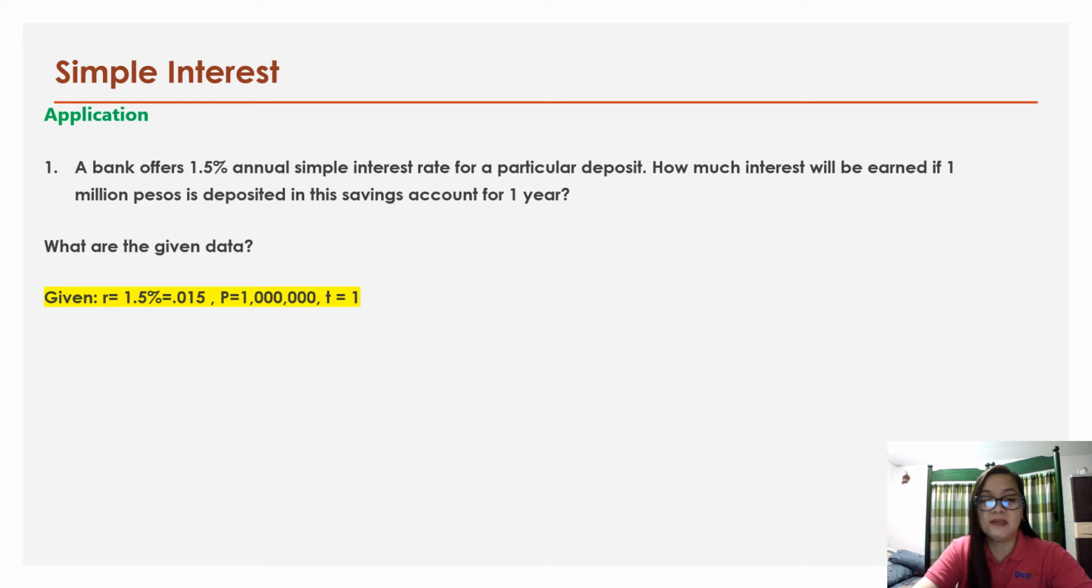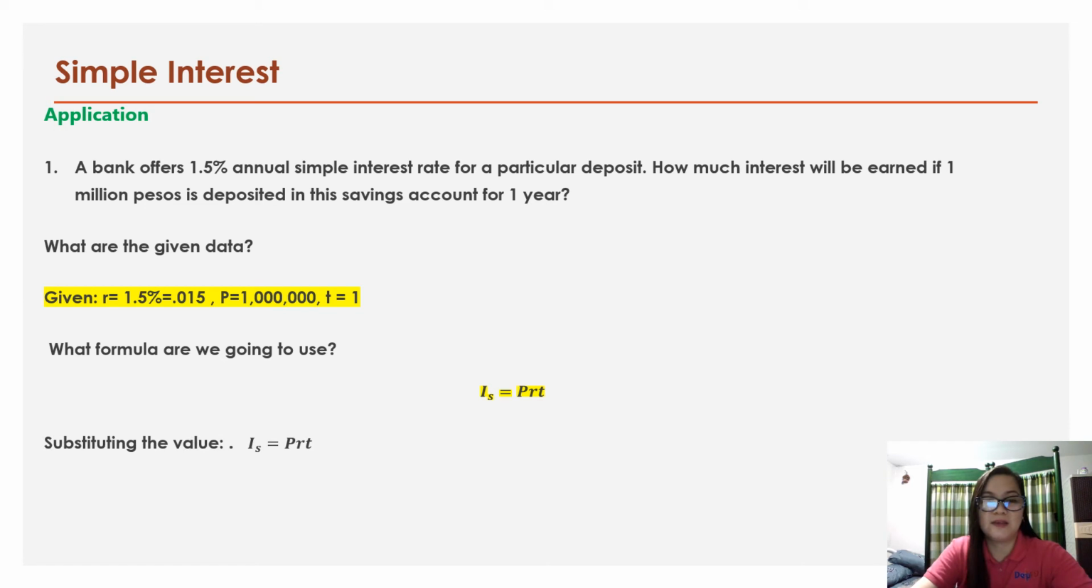These are the given. The rate is equal to 1.5%, and we're going to convert that to decimal, which will be equal to 0.015. P is equal to 1 million. And T is equal to 1. What formula are we going to use? We will use I sub S is equal to PRT. This is the only formula that we have.